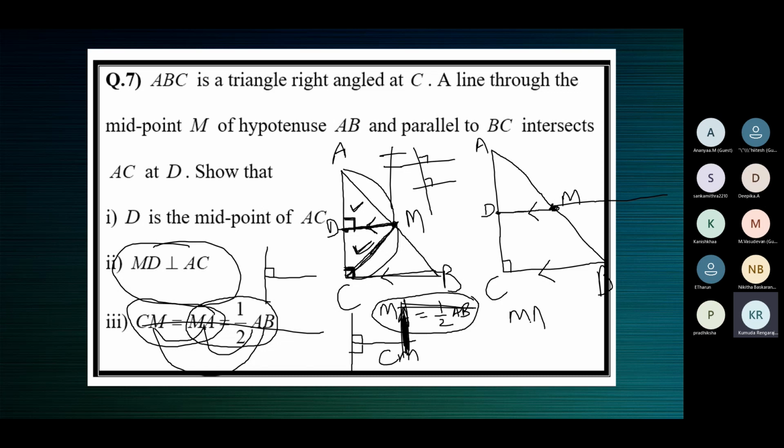MA is equal to half of AB is already known to us. We don't need more effort to prove this. MA is equal to half of AB because M is the midpoint of AB. But through congruency, we proved that CM is equal to MA. It's like A is equal to B, B is equal to C, so A, B, C are equal. CM is equal to MA by CPCTC, and MA is equal to half AB. That is known to us. So CM is equal to MA is equal to half AB.